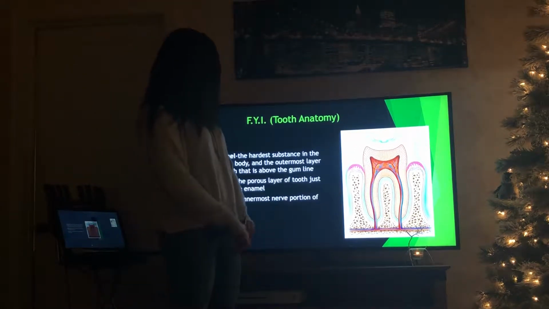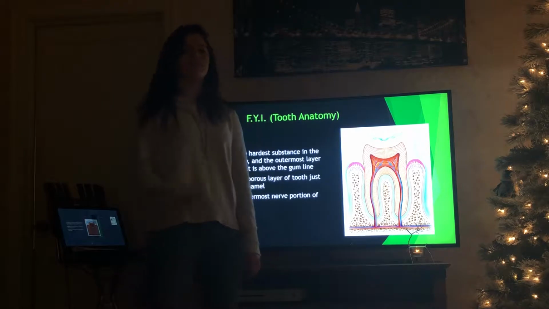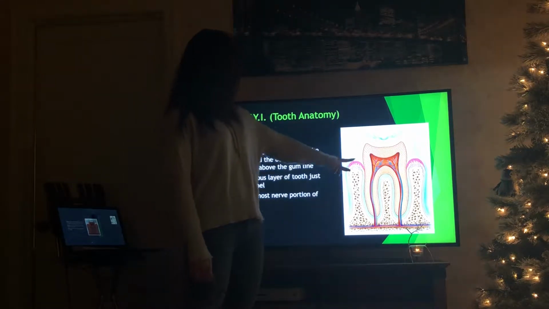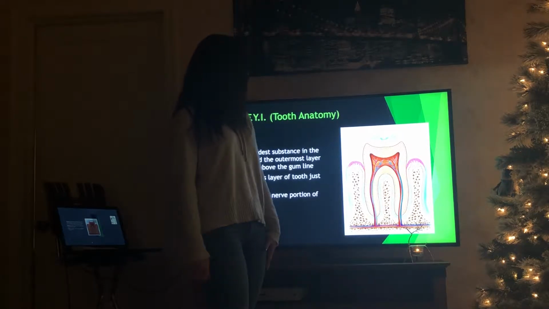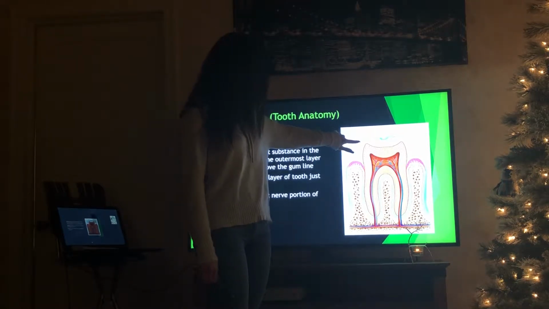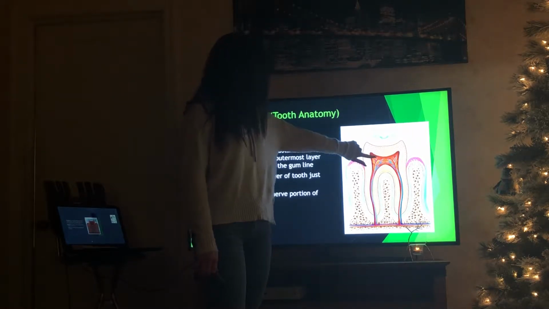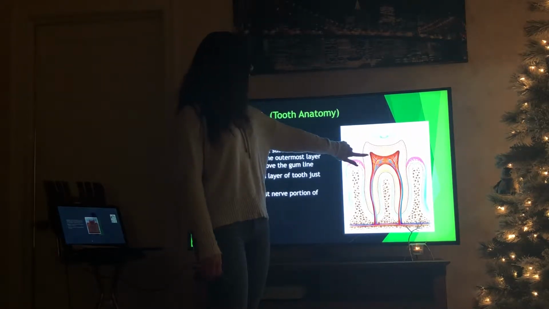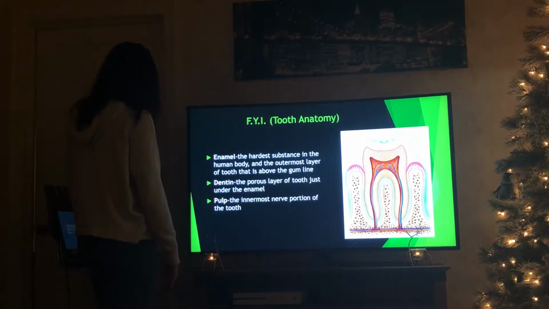And the pulp is the innermost nerve portion of the tooth, and those of you that have experienced dental pain, that's where your cavities are going, to the pulp. And that is when the cavity gets larger and larger and it reaches this section of the tooth, that's where the nerves are, thus causing you pain.